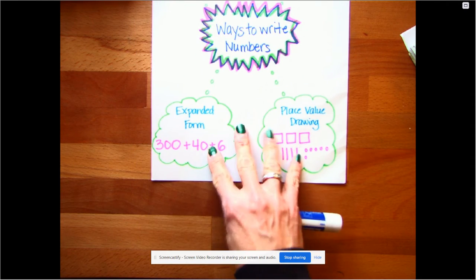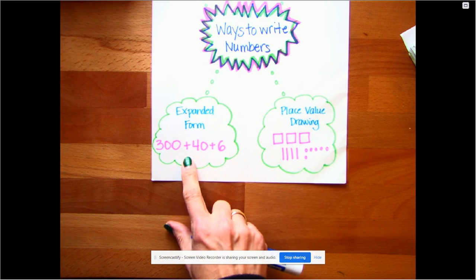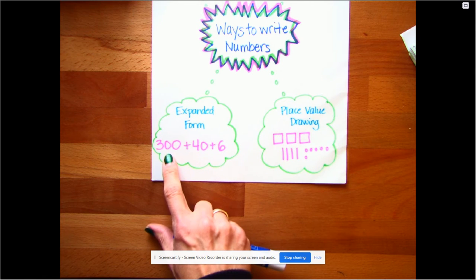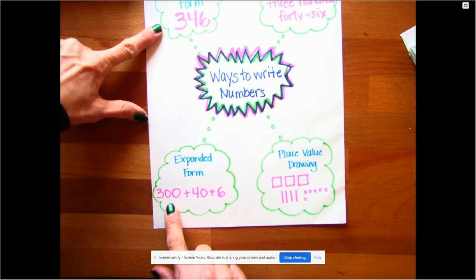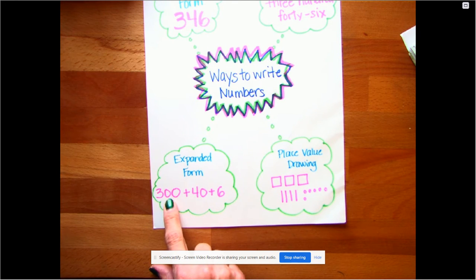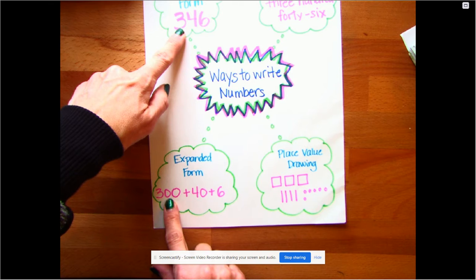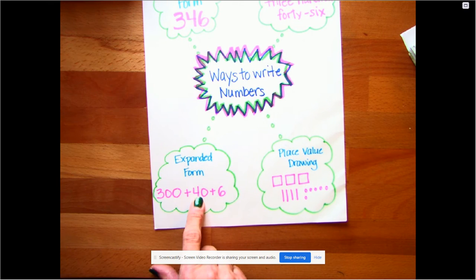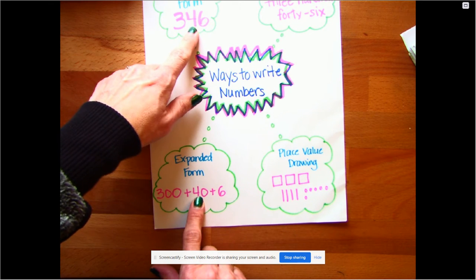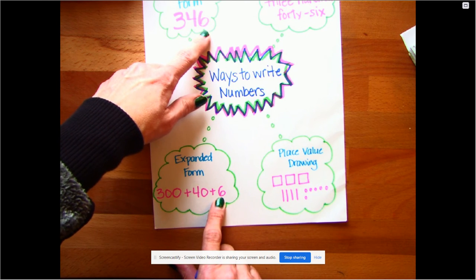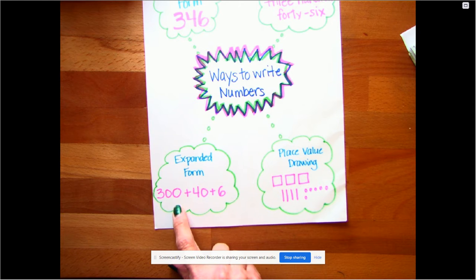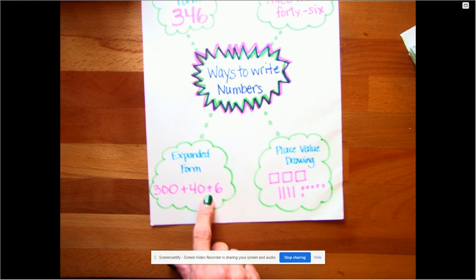So standard, word. Today we're going to look at expanded form. That's where we take a number and we sort of stretch it out. When we expand something, we're making it bigger. So we're stretching out our number. Same number, 346, but I'm showing it in hundreds. I have 3 hundreds. Here's the 40, or my 4 tens. 4 tens is 40. Here are my 6 ones. So expanded form, stretching it out.